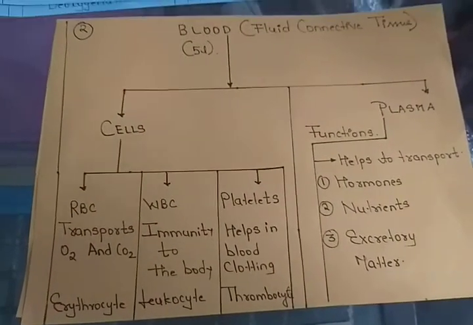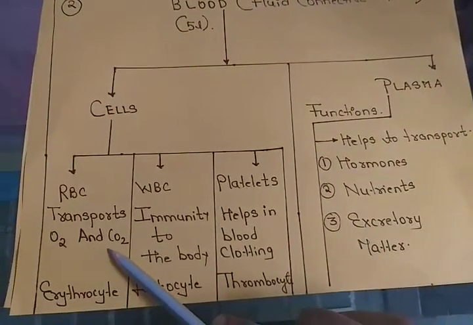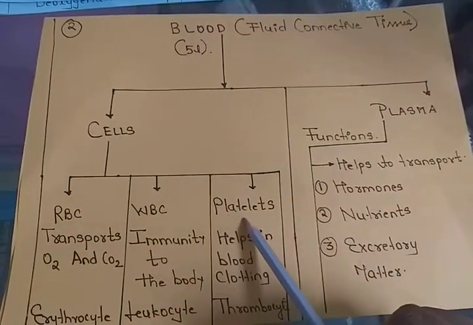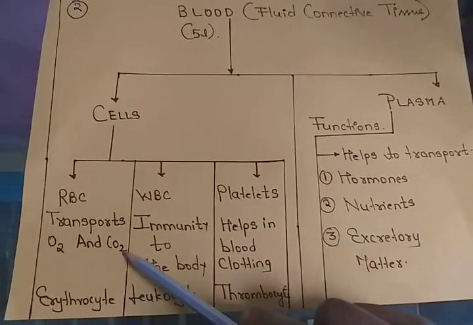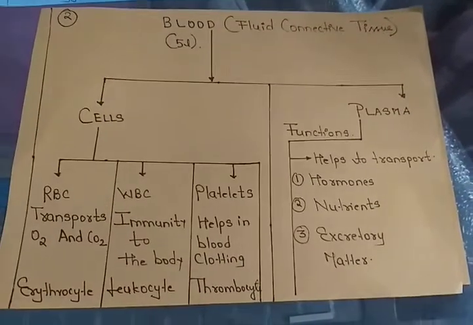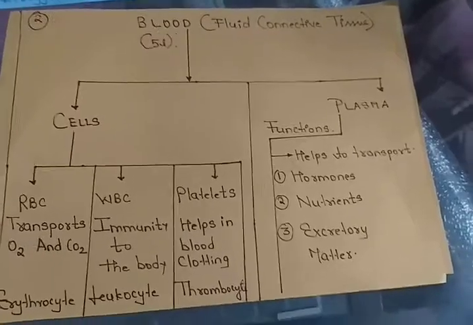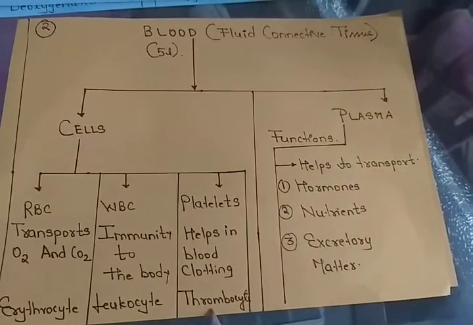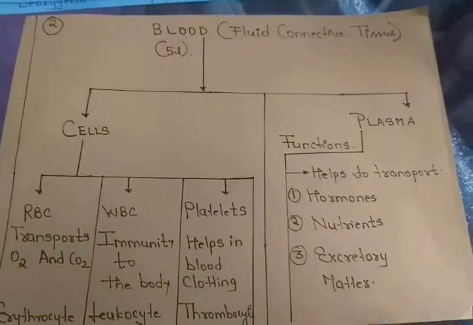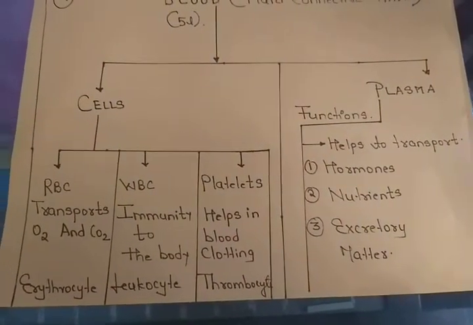Alright. As far as cells of the blood are concerned, it is made up of 3 types of cells: RBCs, red blood cells, WBCs, white blood cells, and platelets. Okay, RBCs are called erythrocytes. Erythrin, it is red in color. Okay, WBCs are called leukocytes. Leuco, white in color. Platelets are called thrombocytes. Thrombin is a protein which brings about clotting mechanism. Okay, the blood clotting is done with the help of platelets.